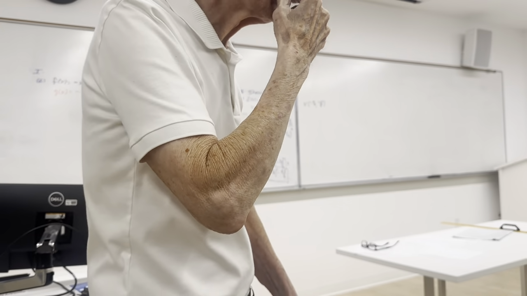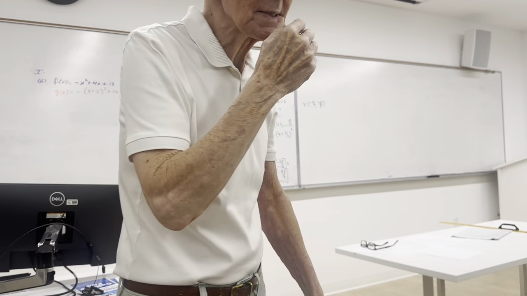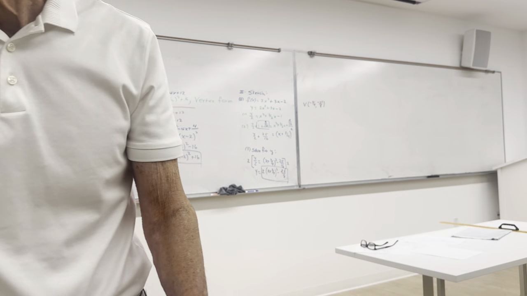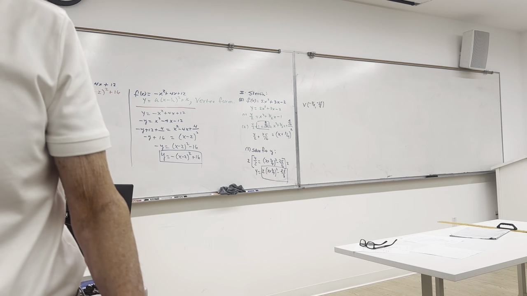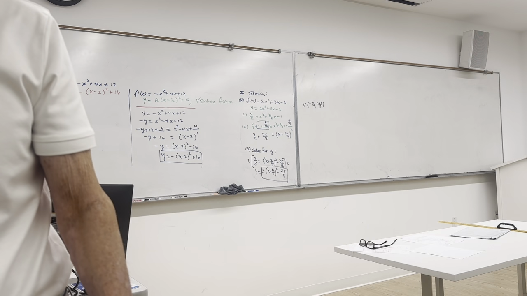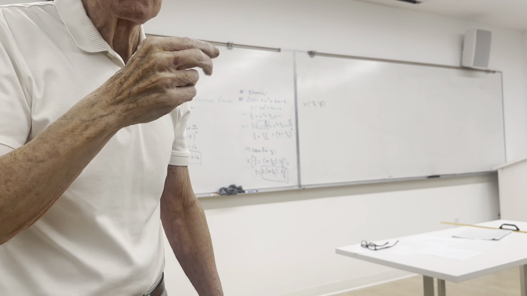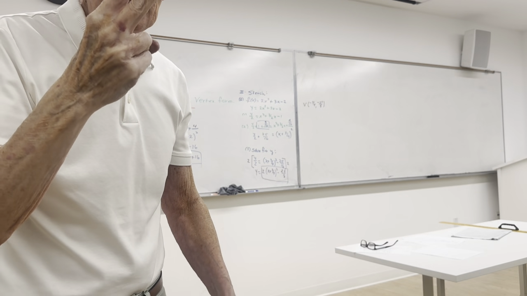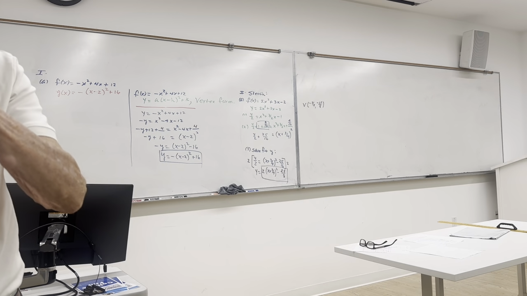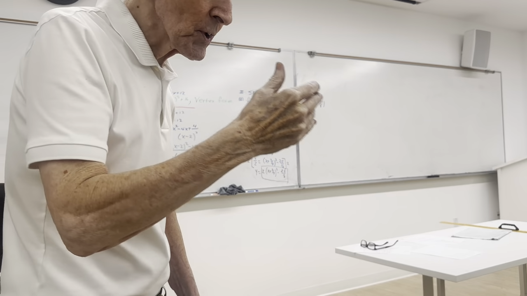Not horizontal. No, that would be inside the parentheses. It'll be a vertical shrink. Oh, close. Close. Vertical stretch. Vertical stretch by a factor of 2. If it's inside, it's a horizontal. That's where you gotta be careful. Yes, this is a vertical stretch by a factor of 2.